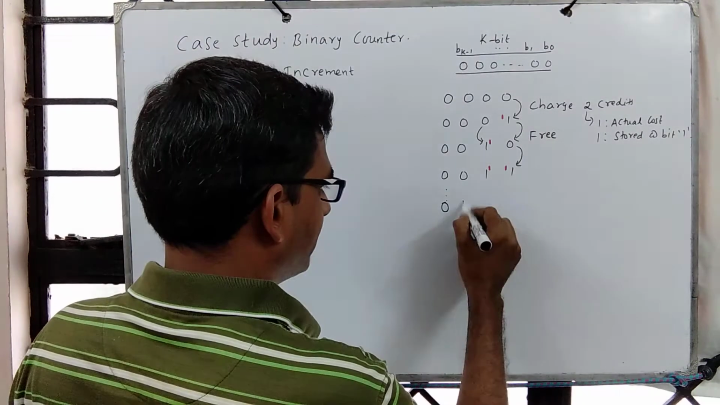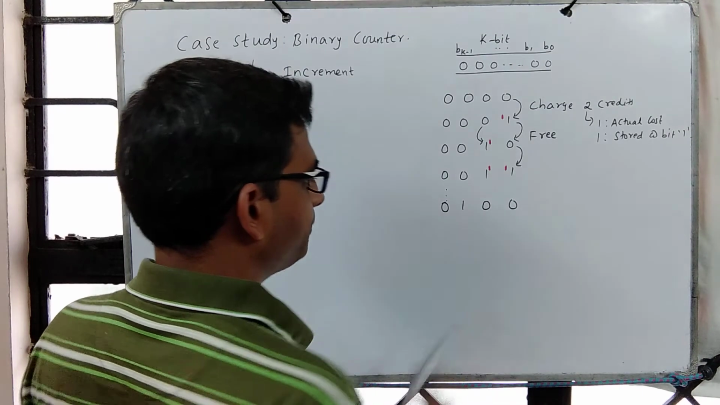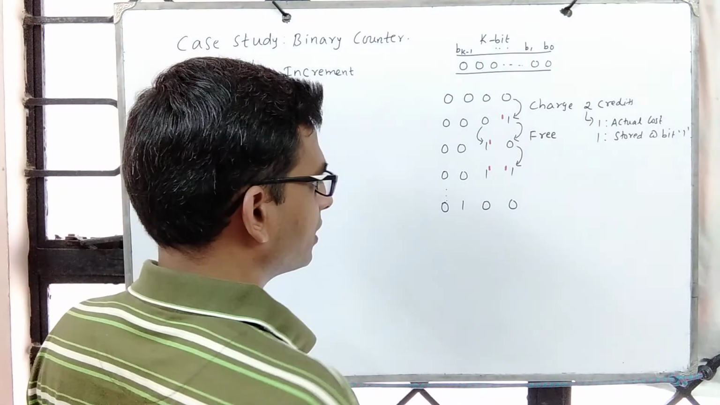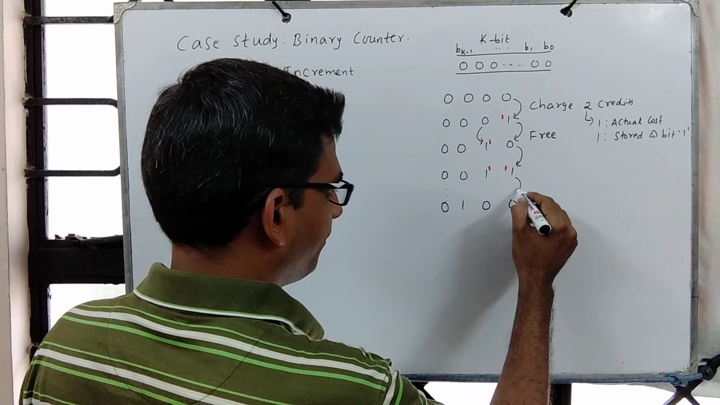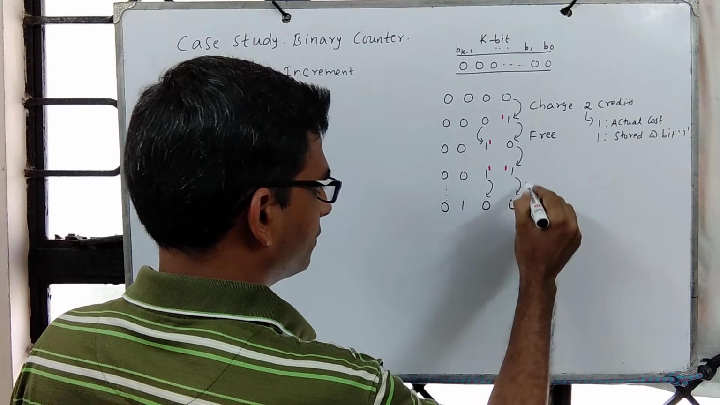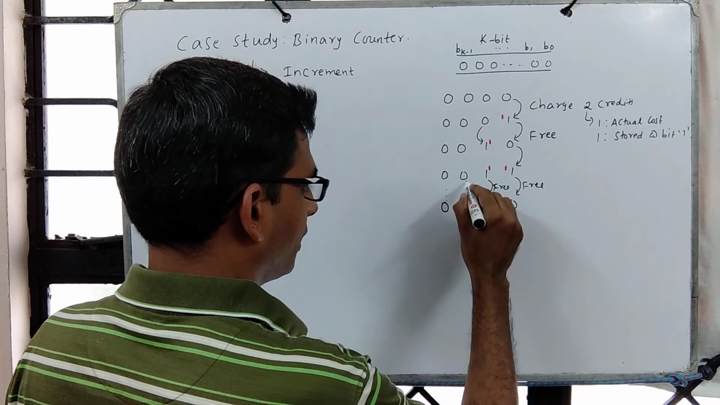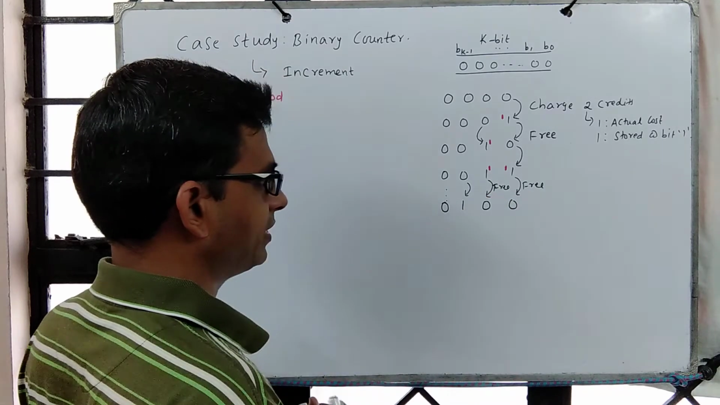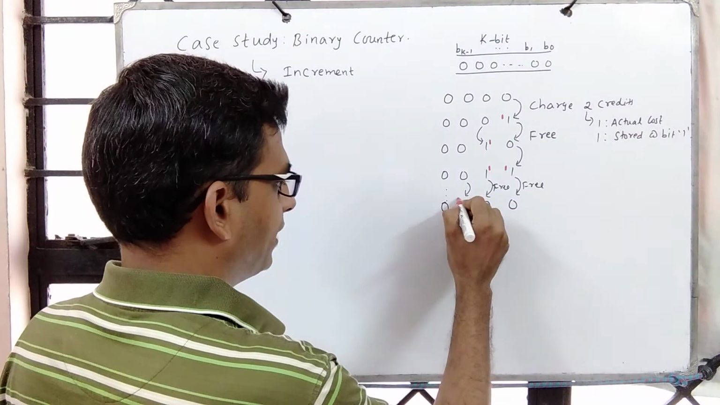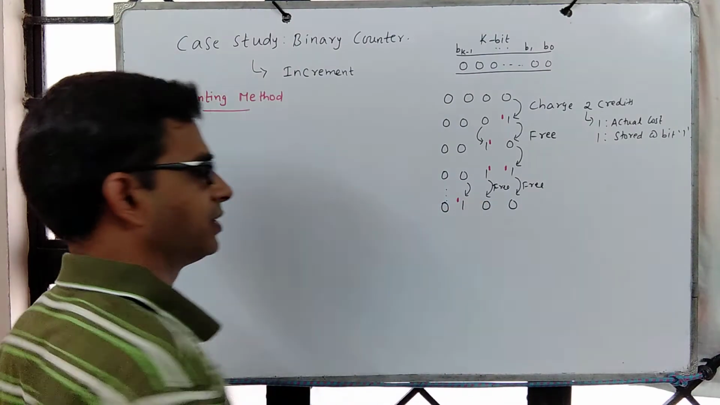Subsequently we get, say, 0, 1, 0, 0, which means this one is free, this one is also free. So both are free. This one we charge 2 credits, one for the actual cost, another one is here.